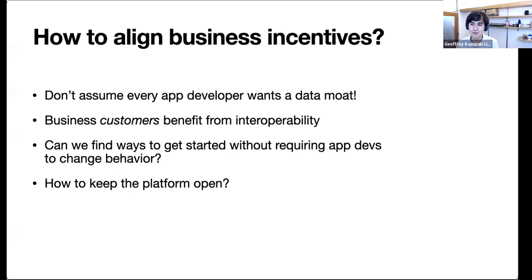One is that I wouldn't assume that every app developer wants a data moat. It just is the default way to build. If I was building a web app today, I'm probably just going to have a database and store the data, right? There's not great alternative options yet, I think. And so we shouldn't just assume that everyone really wants this architecture. I think it has been sort of an accident in some cases.